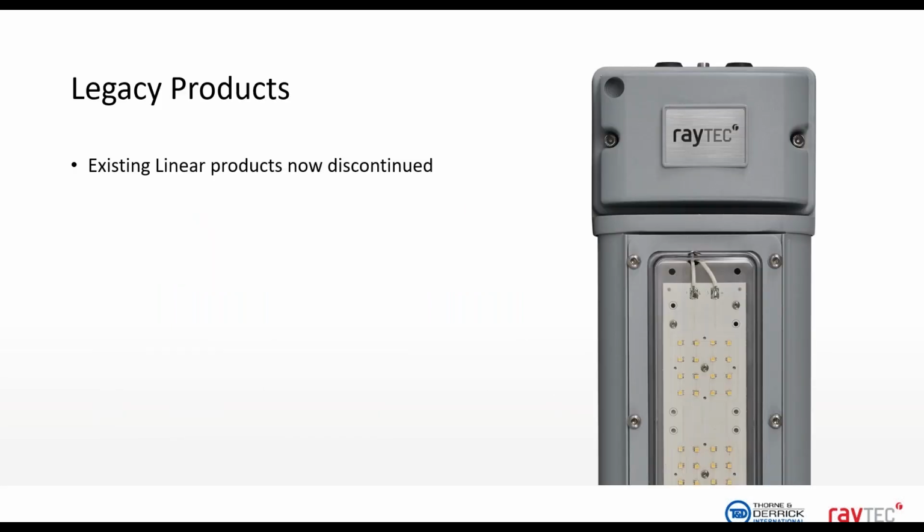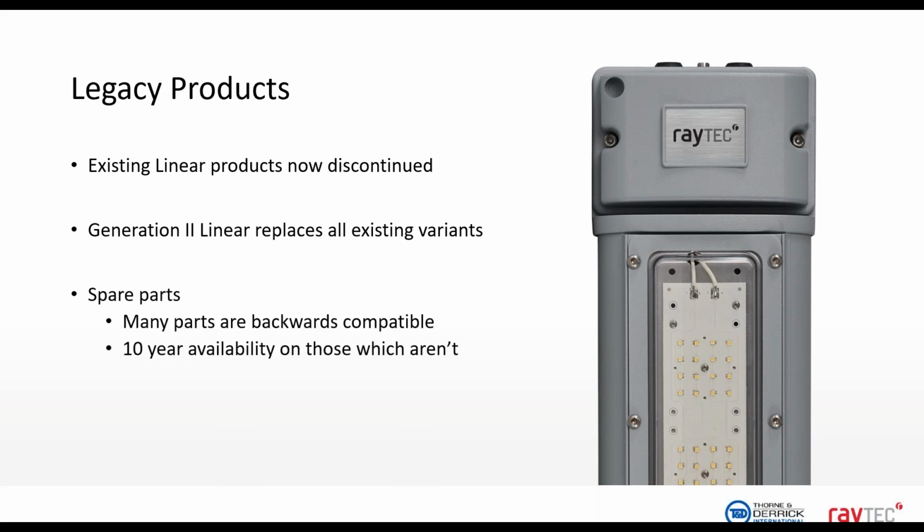And then just a note on legacy products, just to quickly run through. With the launch of Linear Gen 2, the existing Linear Gen 1 products are effectively now discontinued, and Generation 2 Linear replaces all existing variants. So there should be no gaps from the Generation 1 variant. There should be an equivalent in Gen 2 throughout the range. And just a note on spare parts, for anyone who's got Linear Generation 1 products installed, many of the parts are actually backwards compatible, with it being a natural evolution of the product, but for those that aren't, there's a 10-year availability on spare parts.